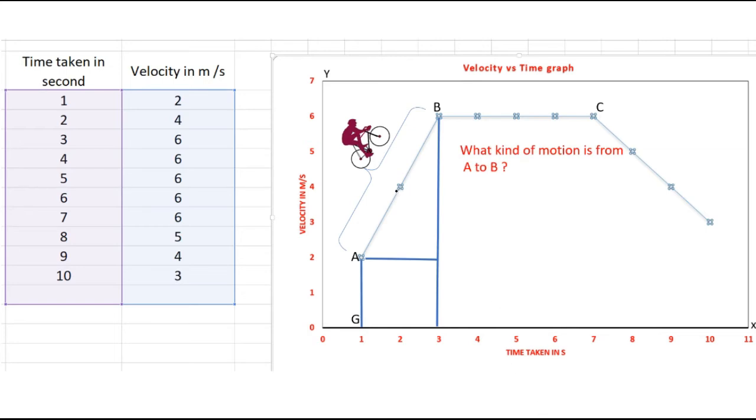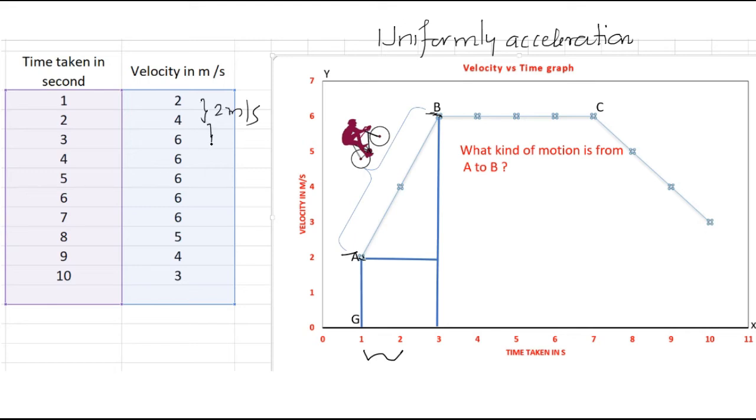Now, what kind of motion is from A to B? The motion from A to B is uniformly accelerated motion. Now the question is why is it uniformly accelerated? When we are talking about A to B, you should find out how much is the change in velocity. So from the first second, how much is the change in velocity? 2 meter per second from here to here.